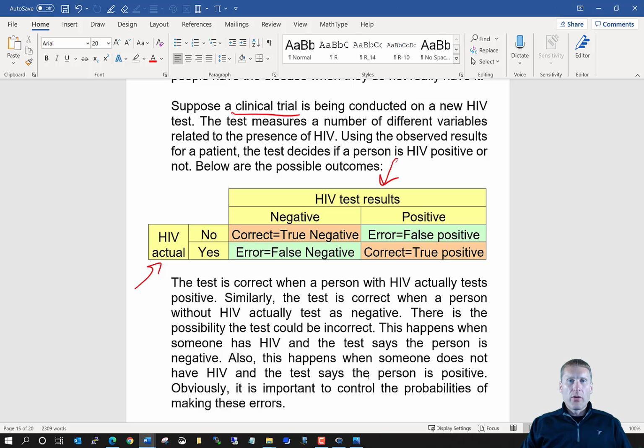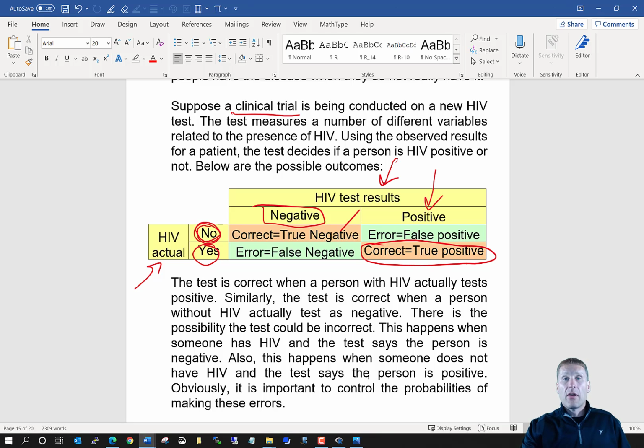Yes or no. Ideally, if the answer is no, they don't truly have it, we hope the test comes back negative, so we have a correct result. Or if a person unfortunately truly has HIV, we want the test to come back positive, and so again we have a correct response. Now, what we see here also are these false positives and false negatives, which again we want to minimize the probabilities that those occur.